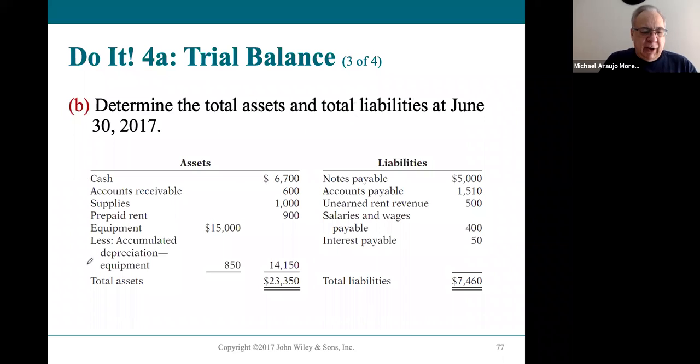Your assets are listed in the order that you saw here. Again, equipment, we always take away the accumulated depreciation on the equipment to get the book value. Total assets were $23,350. Liabilities, all the liability accounts are simply added up, 7,460. Now, if you know the balance sheet equation, assets equals liabilities and stockholders' equity, well, you know what assets are, you know what the liabilities are, the difference is going to be stockholders' equity.